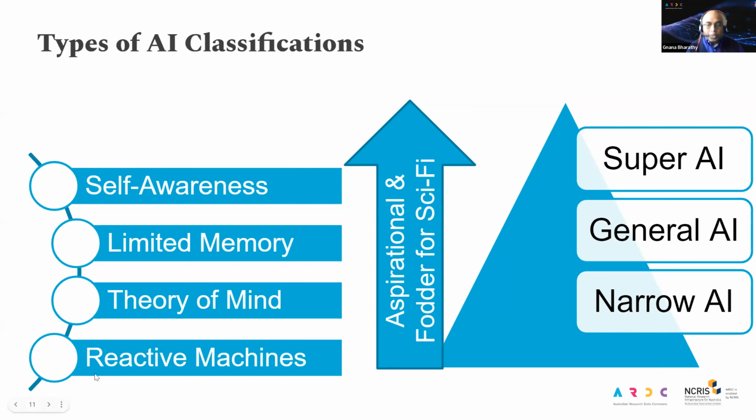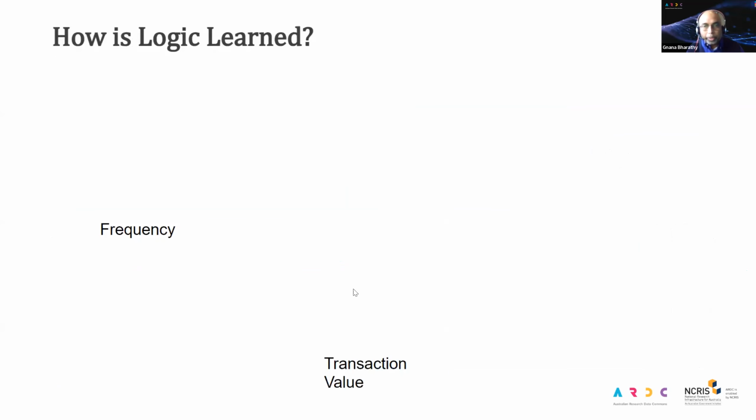Similarly, there have been reactive machines, which just respond, as well as limited memory. These have been around and have been successful. But theory of mind and self-awareness are still aspirational as well. But theory of mind has been quite widely employed in areas such as ABM, agent-based models, and so on.